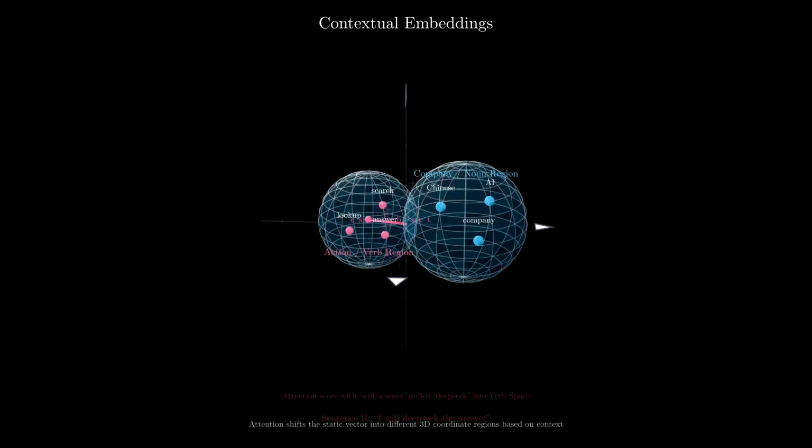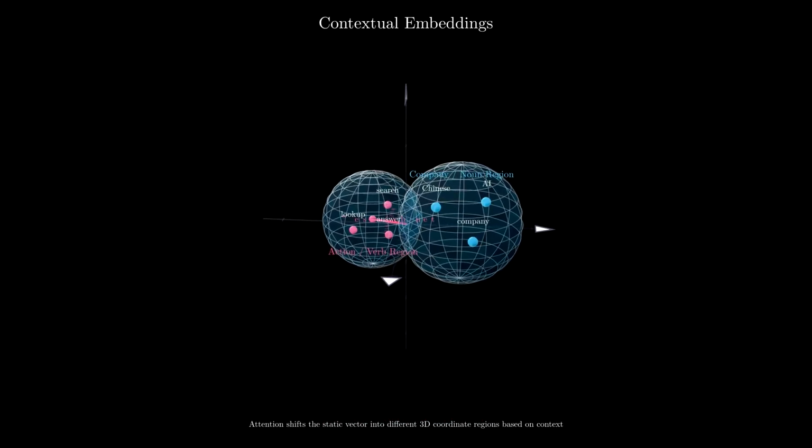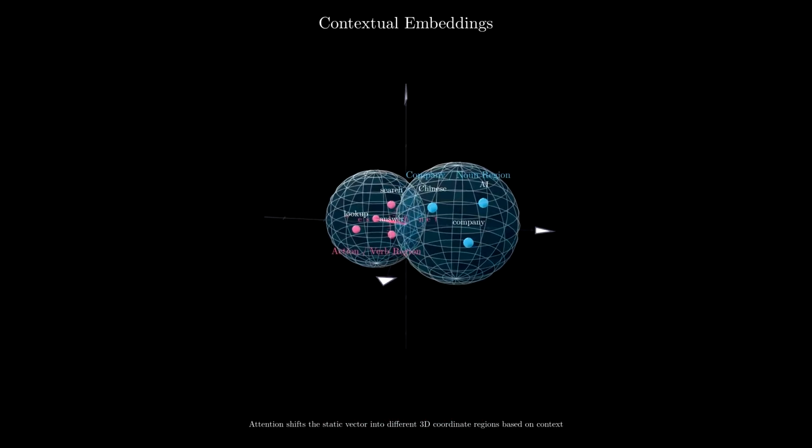That's the power of transformers. It turns rigid static tokens into dynamic, context-aware vectors.